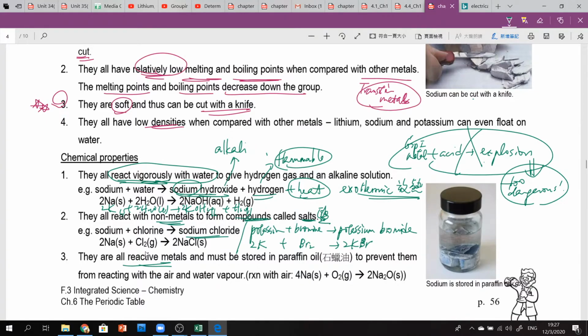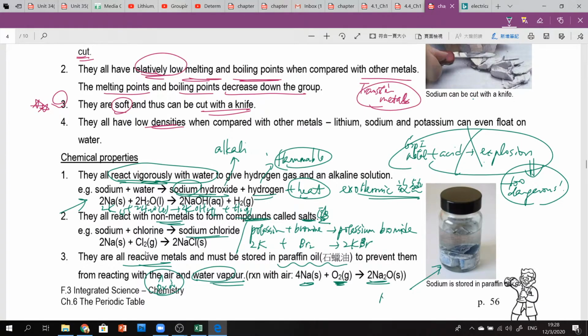They are very reactive metals and must be stored in paraffin oil, which can be extracted in the fractional distillation of crude oil, a type of fraction in the crude oil. This is to prevent them from reacting with air, actually oxygen and water vapor. Oxygen in the air will react with sodium metal to form sodium oxide. And water vapor reacts to form hydroxide, a type of alkali, with hydrogen gas. So that's why those metals are very special and should be stored under paraffin oil.